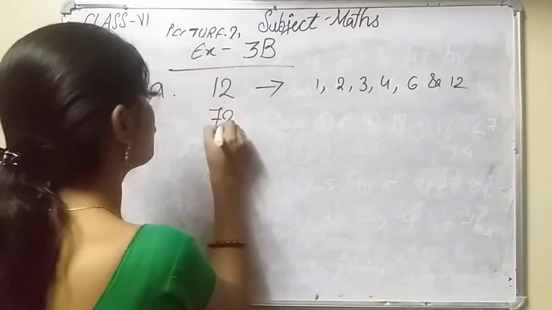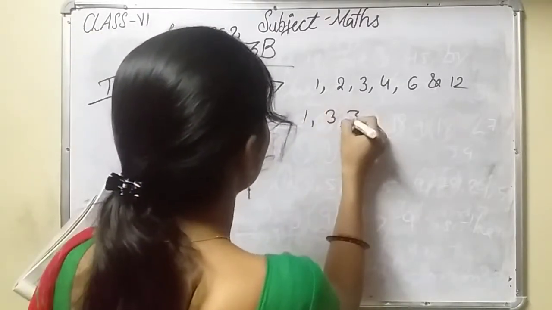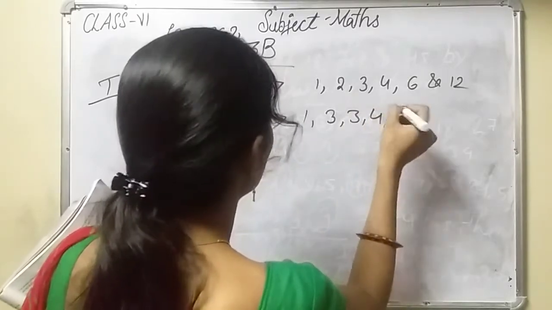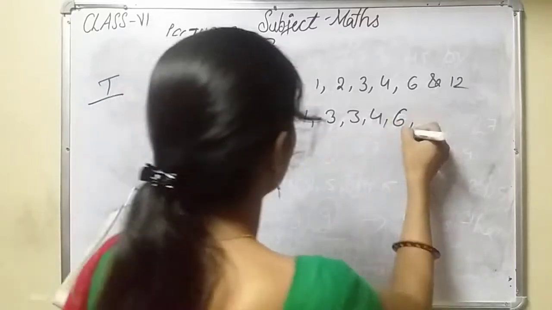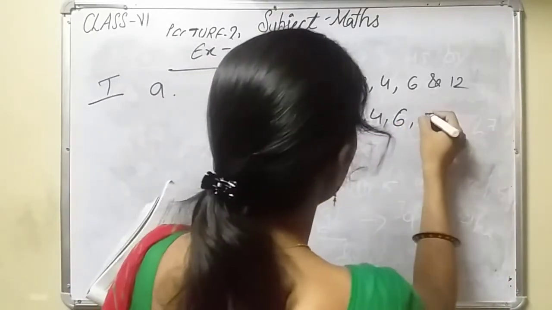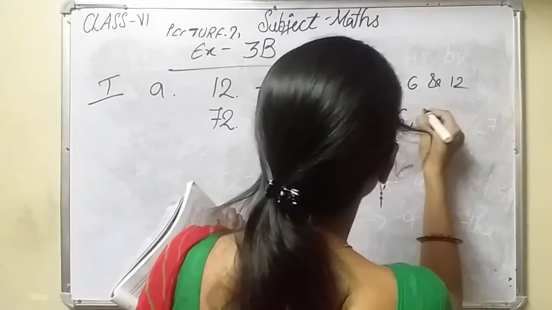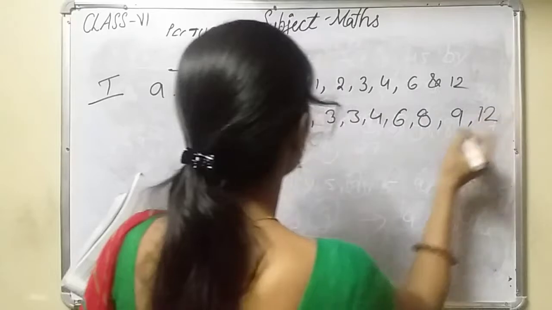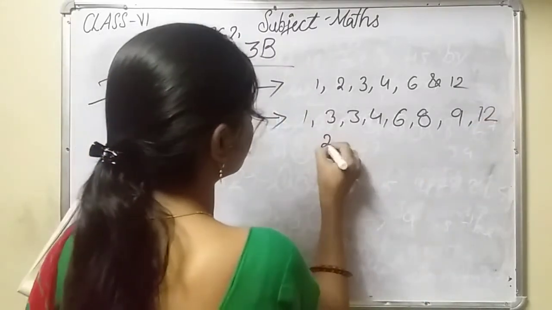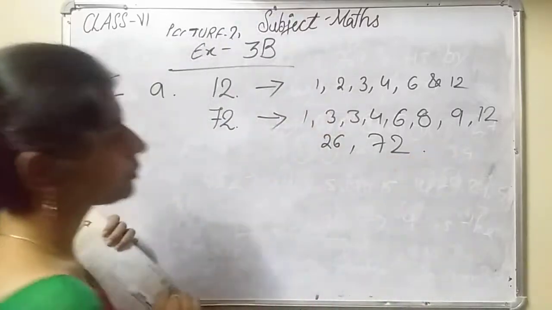Which are the factors of 72? 1, 2, 3, 4, 5 is not there, 6, 7 is not there, 8 is there, 9 is there, 12 is there, then 36 is there and 72.